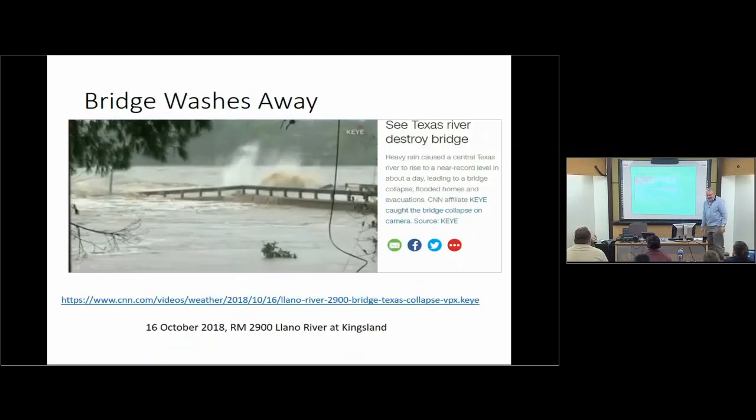On Tuesday we were having our exam. On the Llano River at Kingsland, this bridge doesn't exist anymore. And this is actually kind of interesting, so let's see if we can play this.